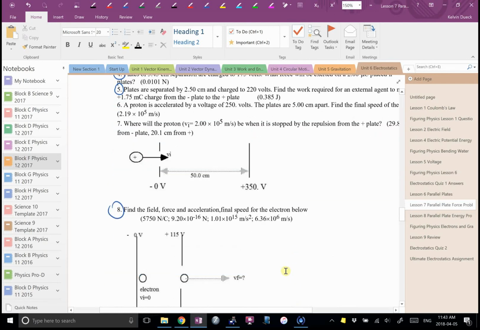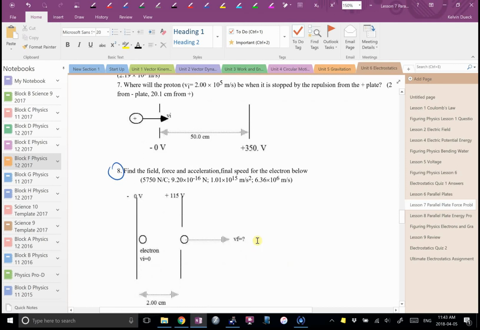8. It's asking you to find the electric field, the force, the acceleration. We've done all that. And then it's asking you to find V final. Don't overcomplicate it. You can use VF squared equals VI squared plus 2AD, physics 11, to find V final. You don't know T, so you can't use VF equals VI plus AT. You can solve for T.